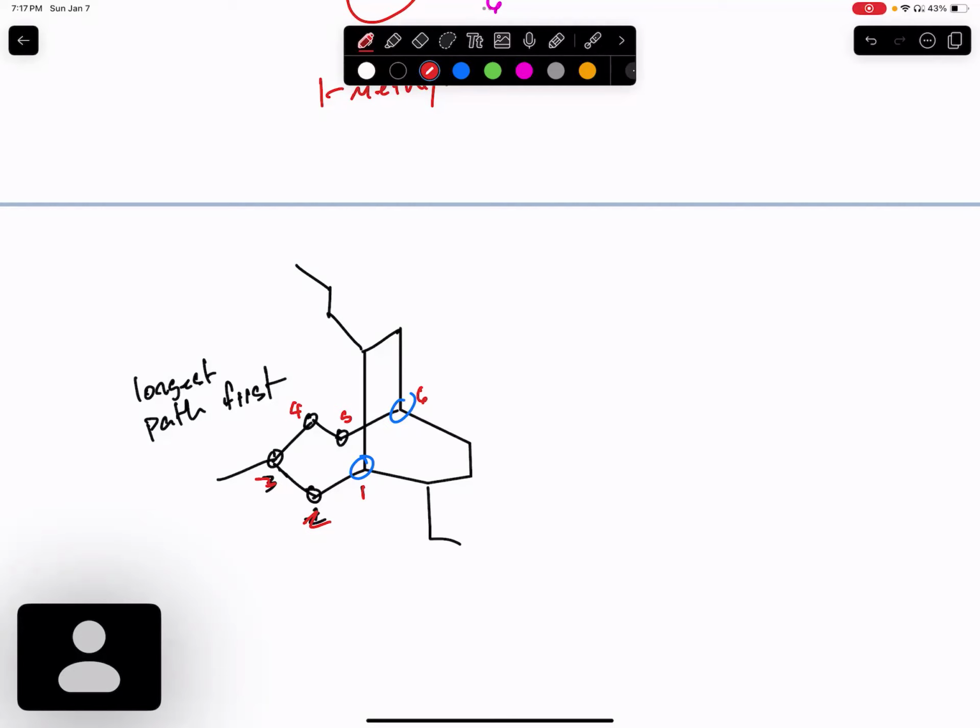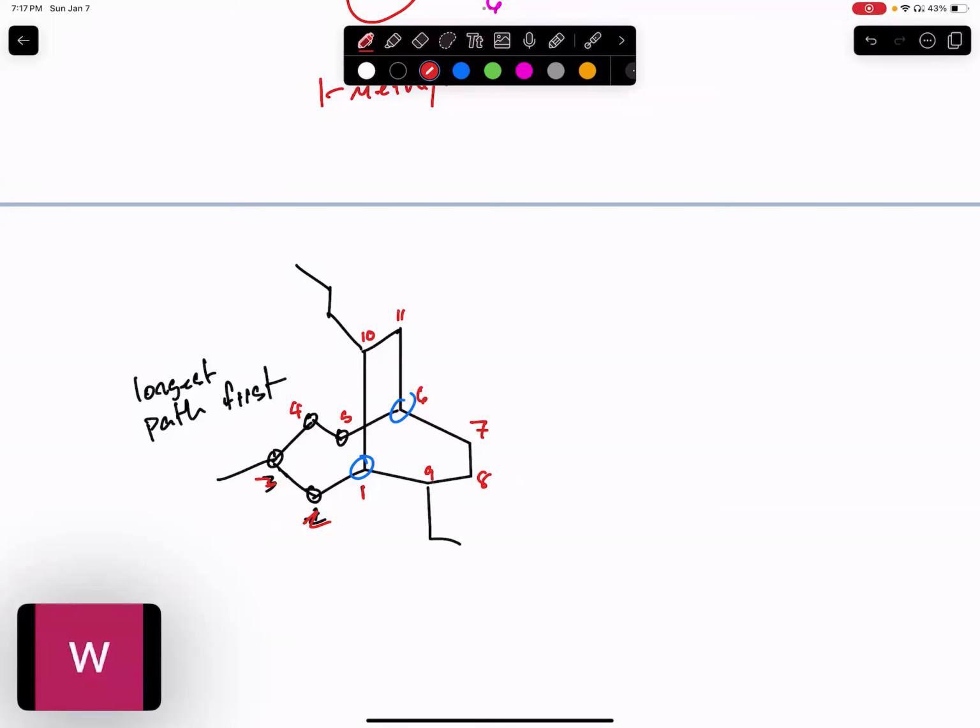Anybody? How about go to the left? Go to the right. Yes, because we still have to follow the longest path. 8, 9. Now this is 10. This is 11.